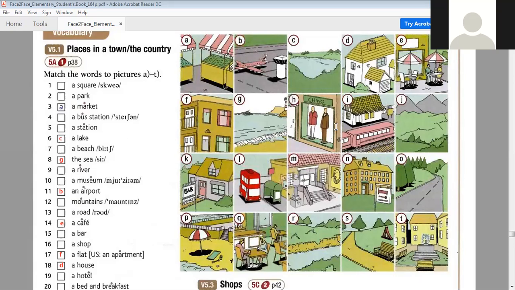What's this? A shop. A shop, maybe. And I? What's this? A station. Maybe this is a station. Yes. Okay. And J? What's J? Picture J. Mountains. Maybe mountains. Okay, mountains.